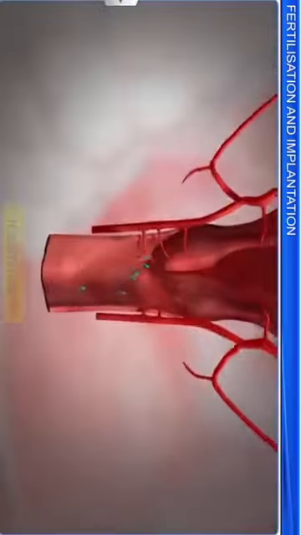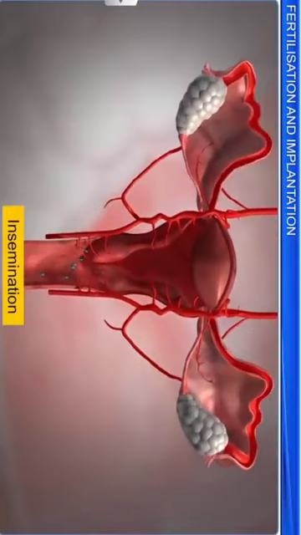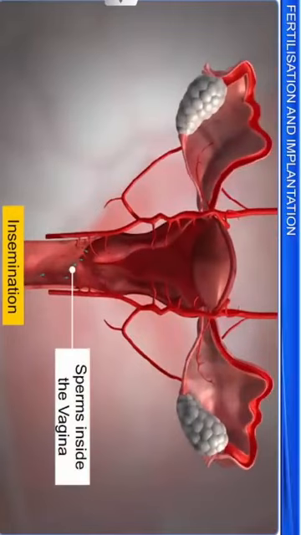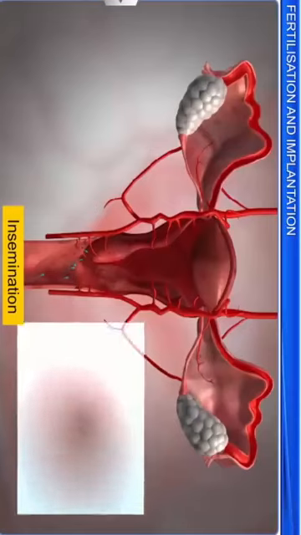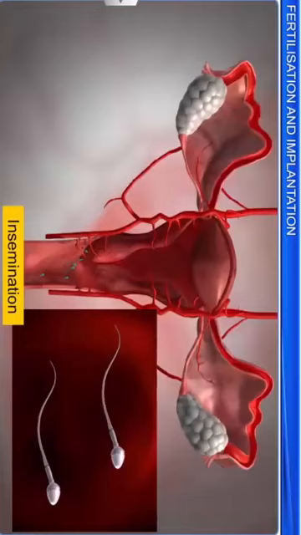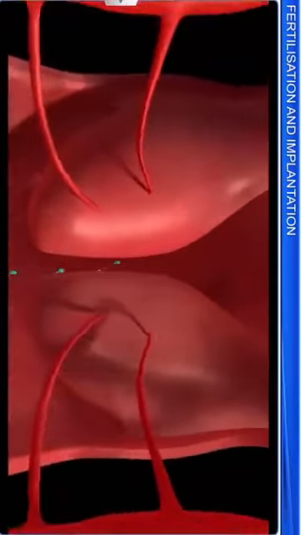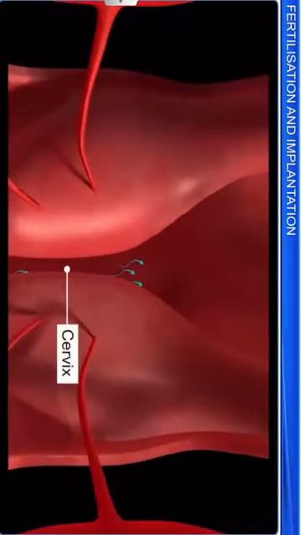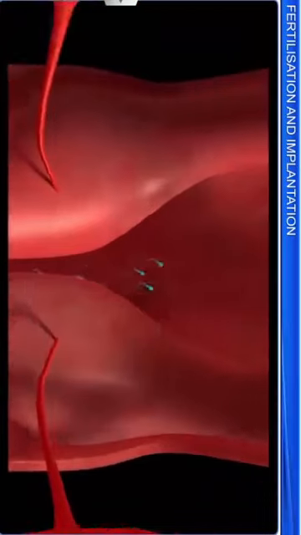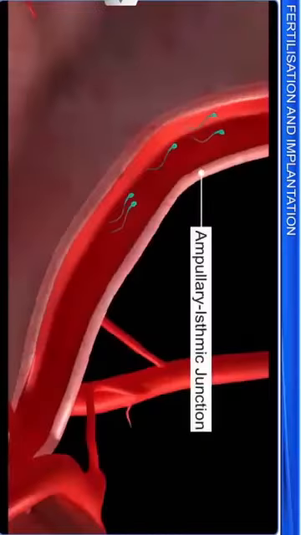This is achieved through insemination, where the penis releases semen filled with thousands of sperms into the vagina. Interestingly, while half of the total sperms released carry the X chromosome, the other half contain the Y chromosome. These sperms then rapidly move through the cervix, pass through the uterus, and finally reach the ampullary isthmic junction of the fallopian tube.